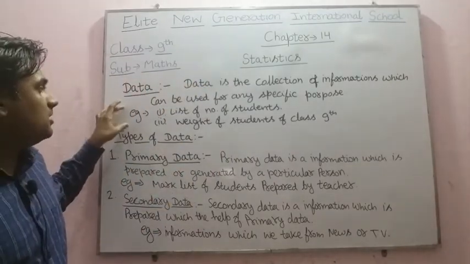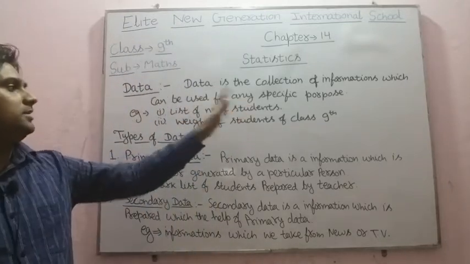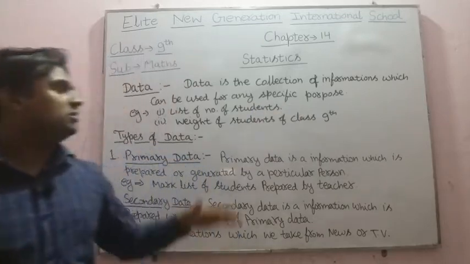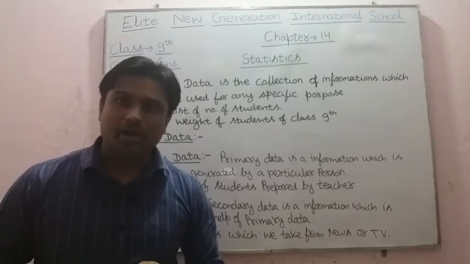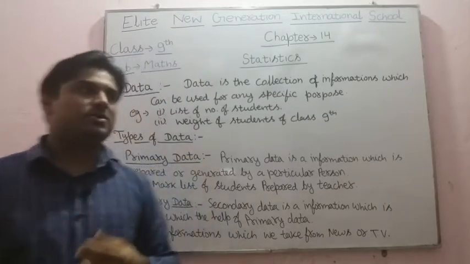For example, the list of the number of students is also a type of data. And second, the weight of students of class 9th is also a type of data. Now basically data is divided into two parts, that is primary data and secondary data. So what is primary data?